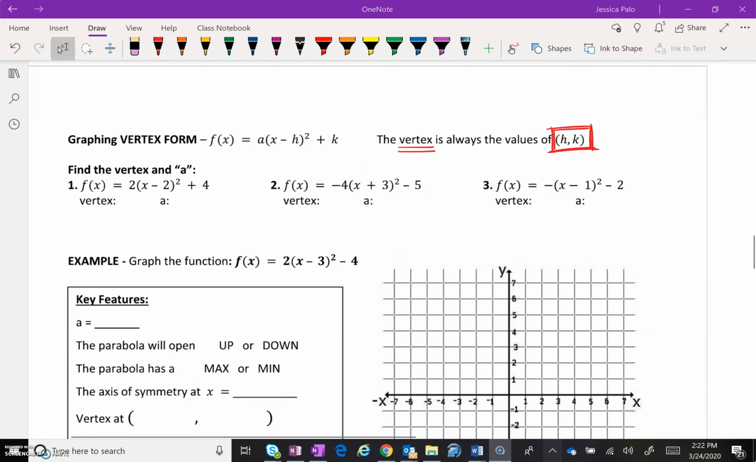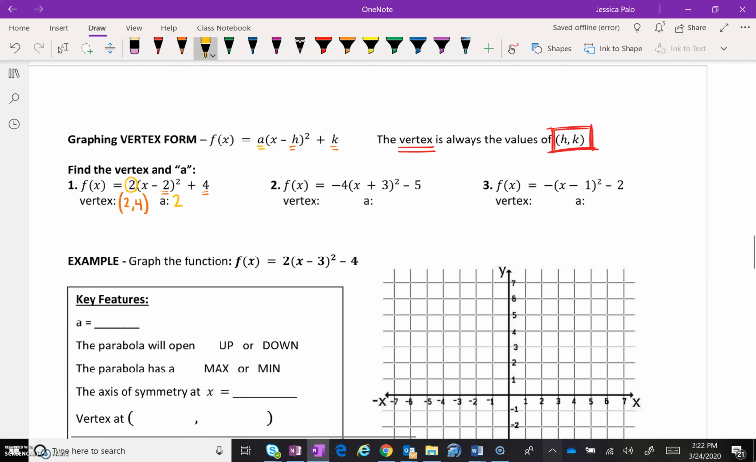Alright, let's look at number 1. First, we're going to identify the vertex. The vertex is h and k. So h is 2 and k is 4. So our vertex is (2, 4). Then we're going to identify A. A comes before the parentheses, so A is 2.